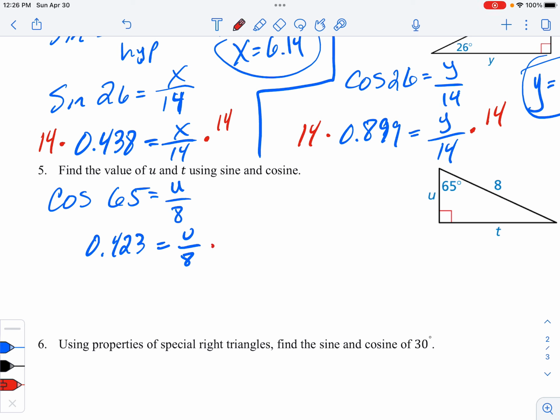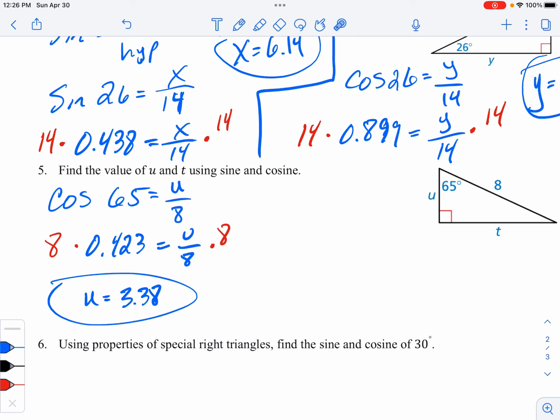Multiply by 8 on both sides, and we get approximately 3.38. U equals 3.38.